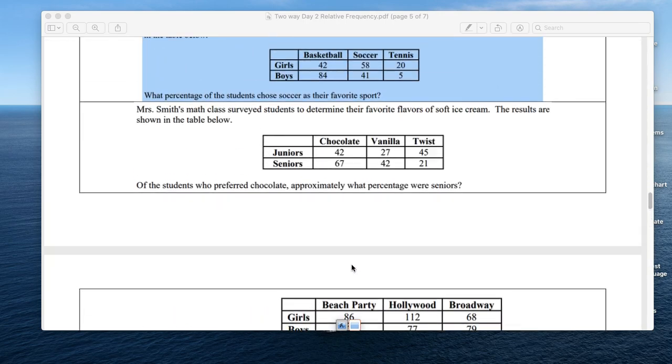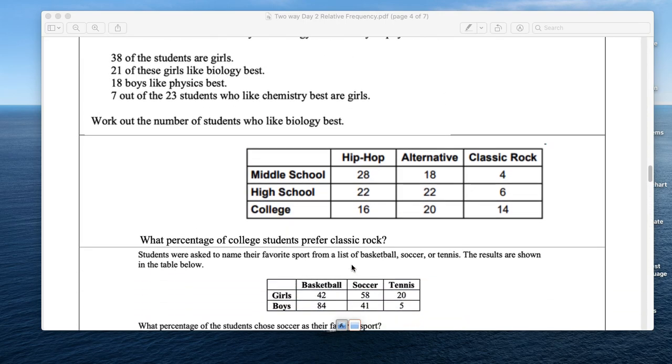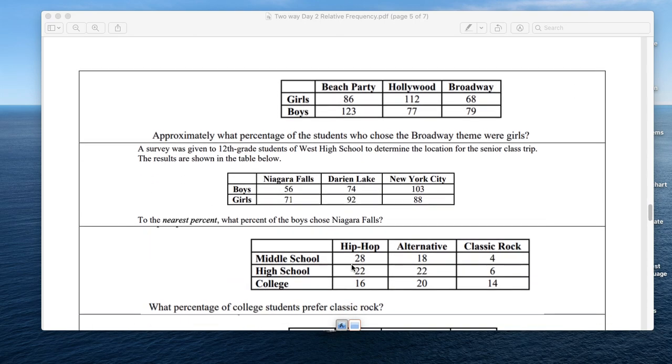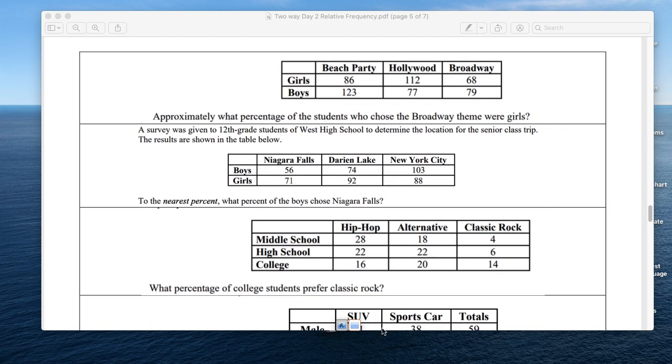Two more pages. Yikes. Well, but most of it is in class. Yeah. Here we are. Beach party. Again.